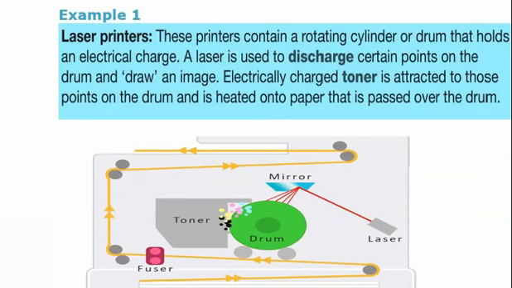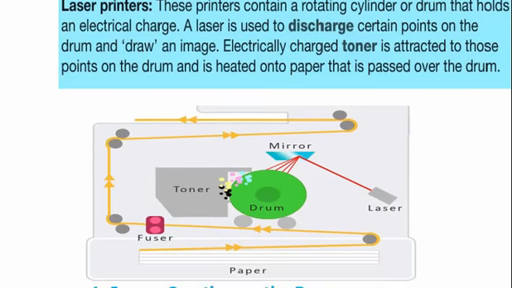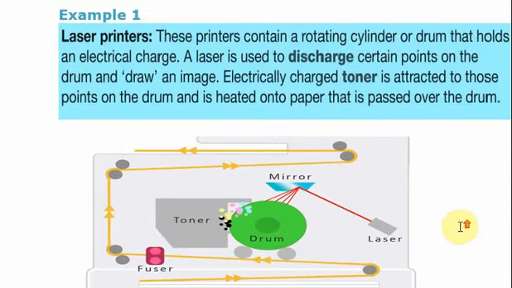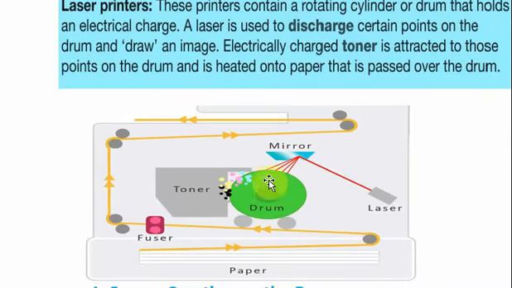Example, laser printer. Now here you should be able to explain the printing mechanism of the laser printer. No need to memorize anything. The only thing is you should be able to draw this diagram, that's all. Only these three main components will be used.